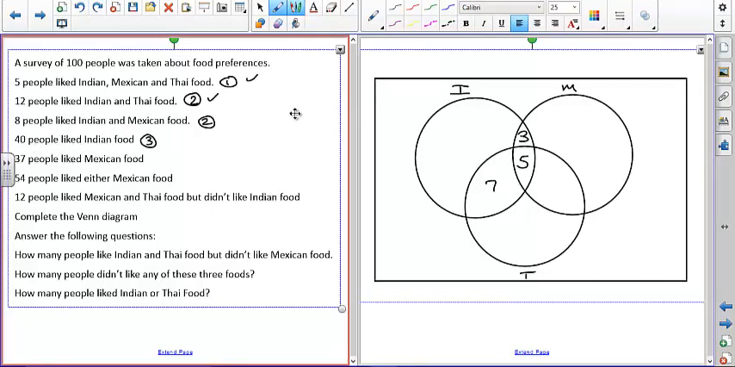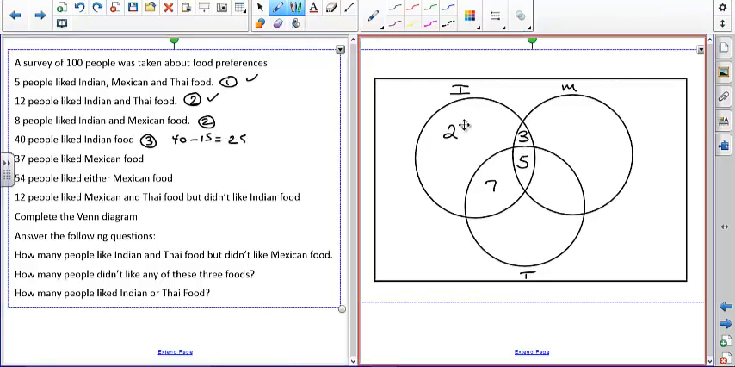40 people like Indian food. Here's the Indian circle. We know 3 out of the 4. So to get what's remaining, you take this plus this plus this and subtract it from 40. So 7 plus 5 is 12, plus 3 is 15. So you take 40 minus 15, which would be 25. So 25 people like Indian but don't like Mexican or Thai.